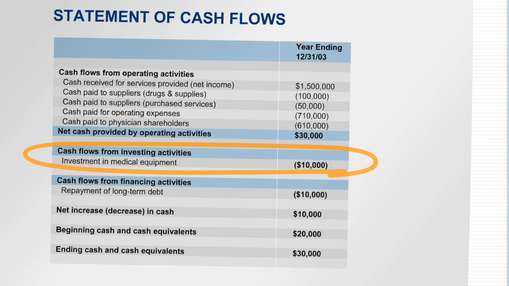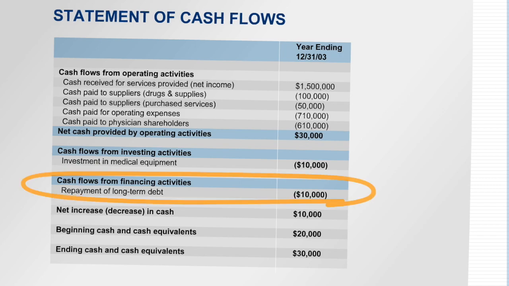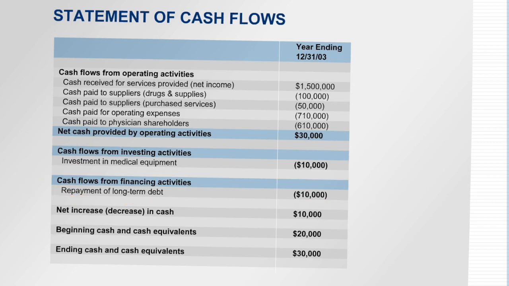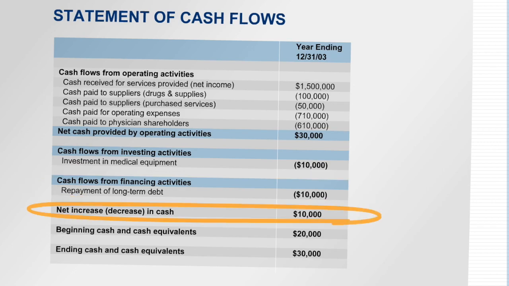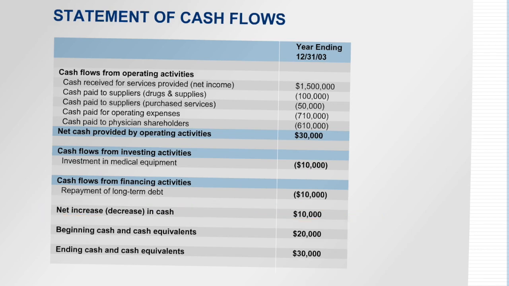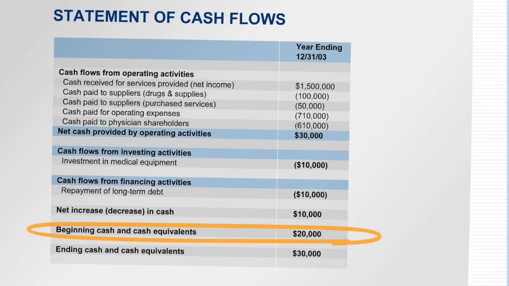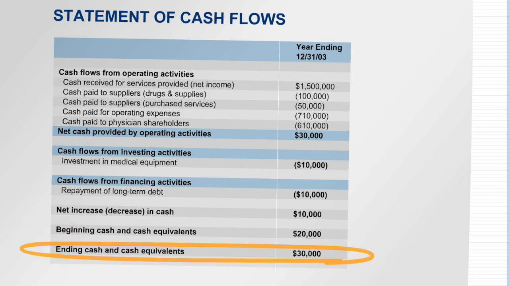Cash flows from investing activities for this practice means a $10,000 investment in medical equipment. Cash flows from financing activities means long-term debt repayment of $10,000. When we put this all together, the net increase in cash equals $10,000 for this time period. Since the practice started the year with cash and cash equivalents equaling $20,000, you can see that the ending cash and cash equivalents equal $30,000.